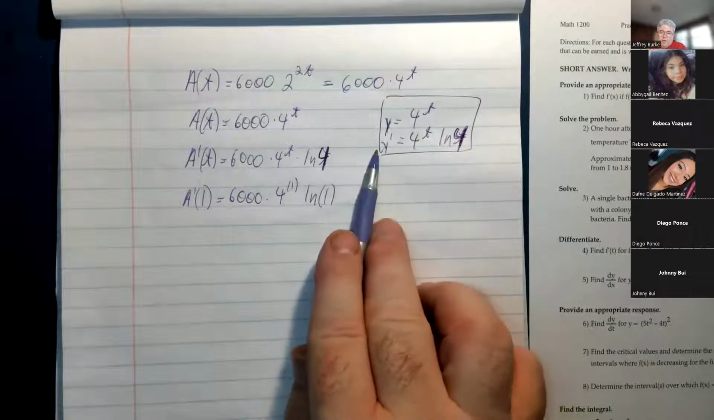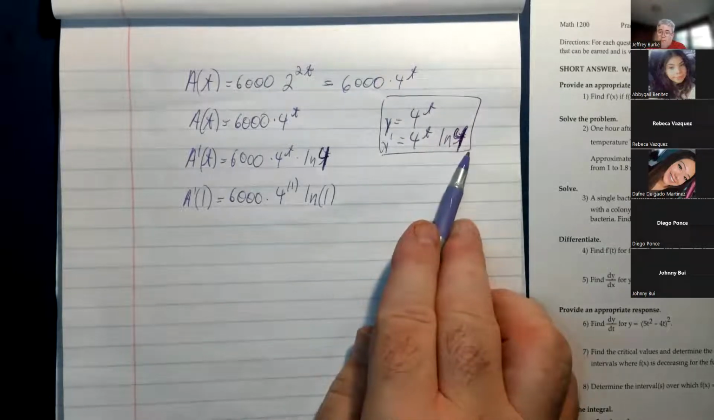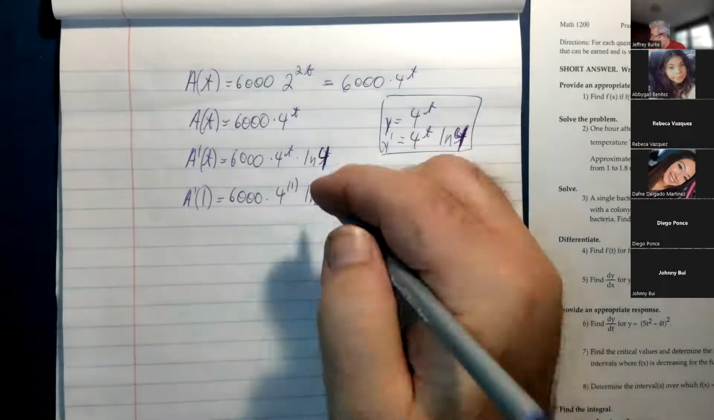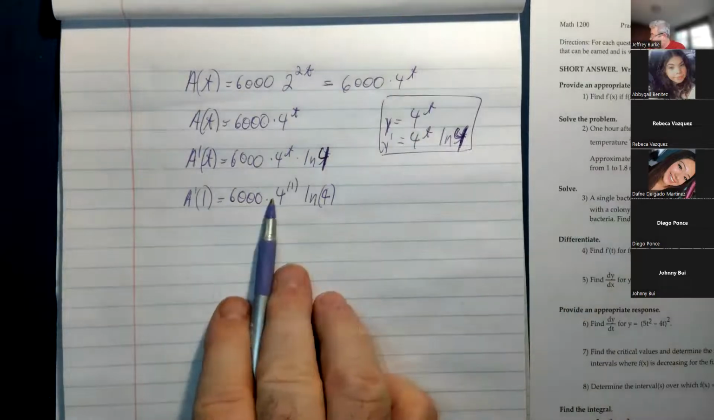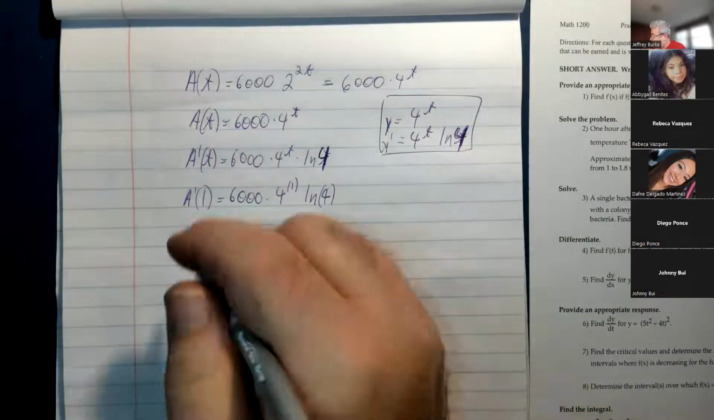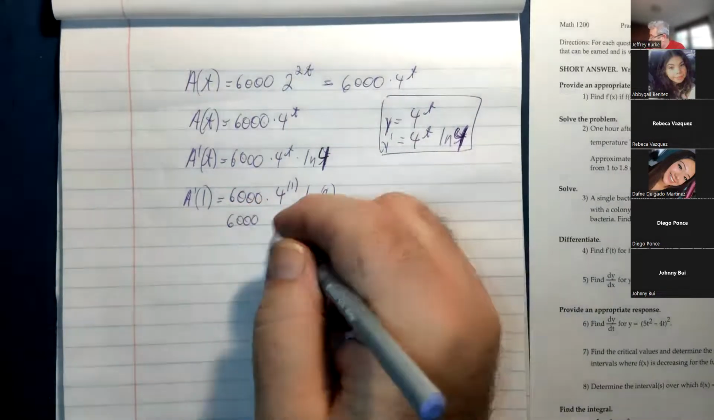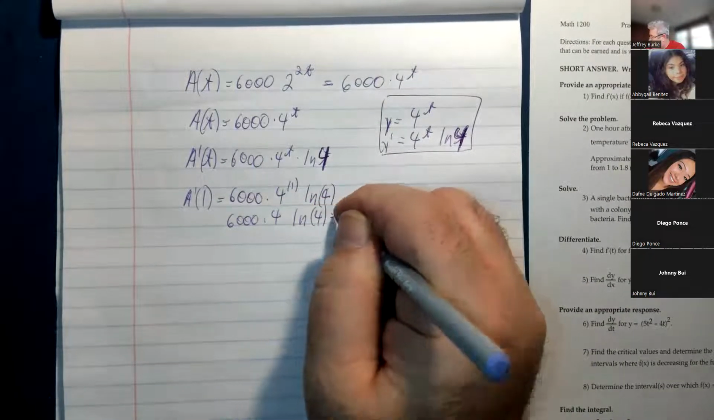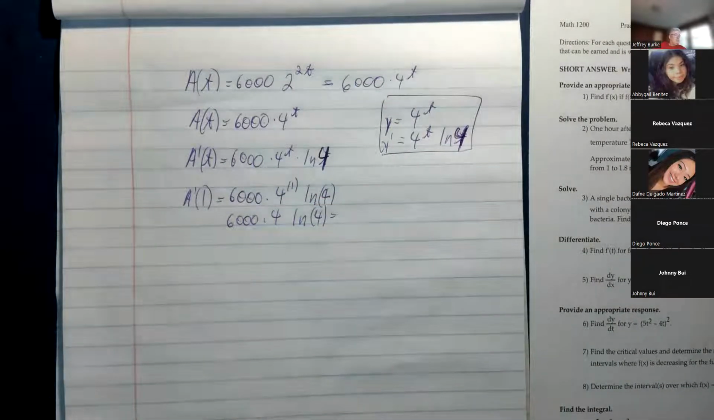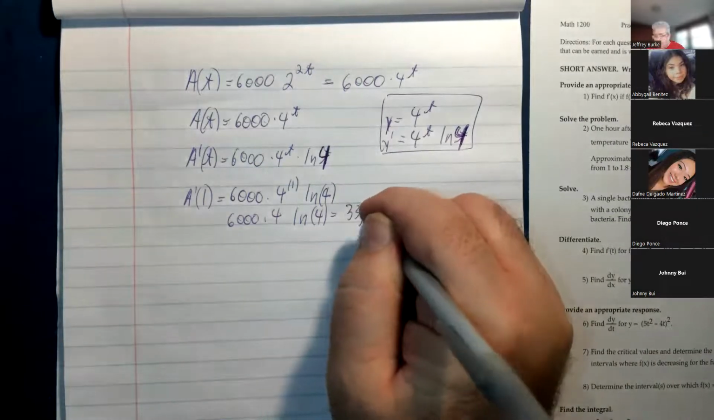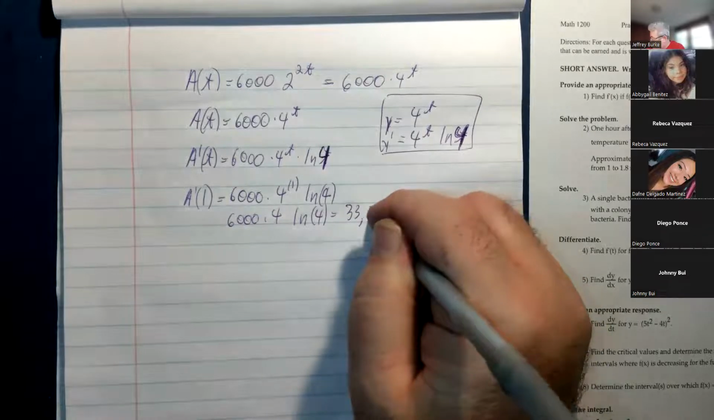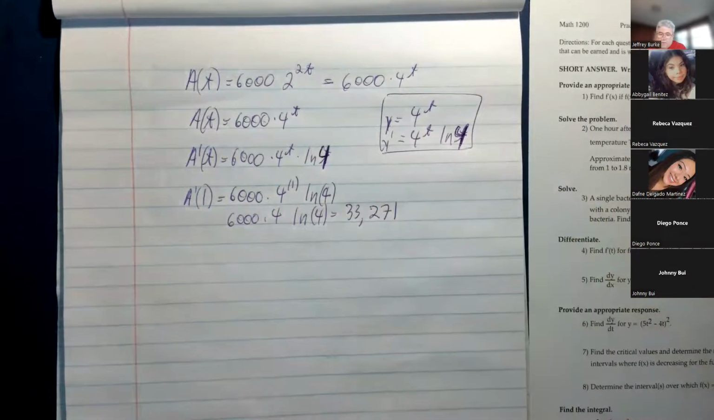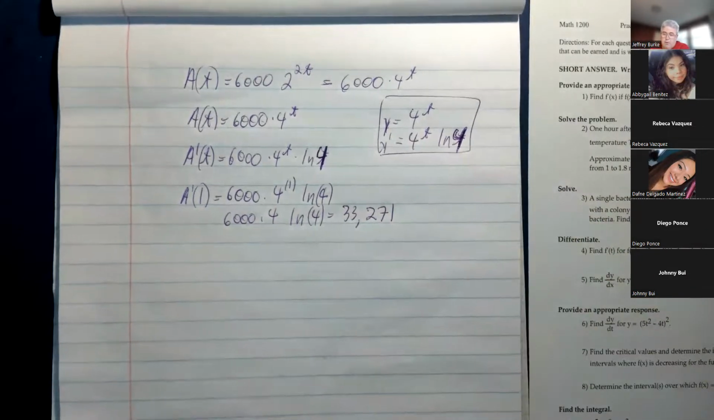So if we have y equals 4 to the t, the derivative will be 4 to the t times the ln of 4, not the ln of t. So A prime of 1 is 6,000 times 4 to the 1 times the ln of 4. 4 to the 1 is going to equal 4, times the ln of 4. Once you figure that out, that's going to equal about 33,271. You want to round this to the nearest whole number, 33,271 bacteria.